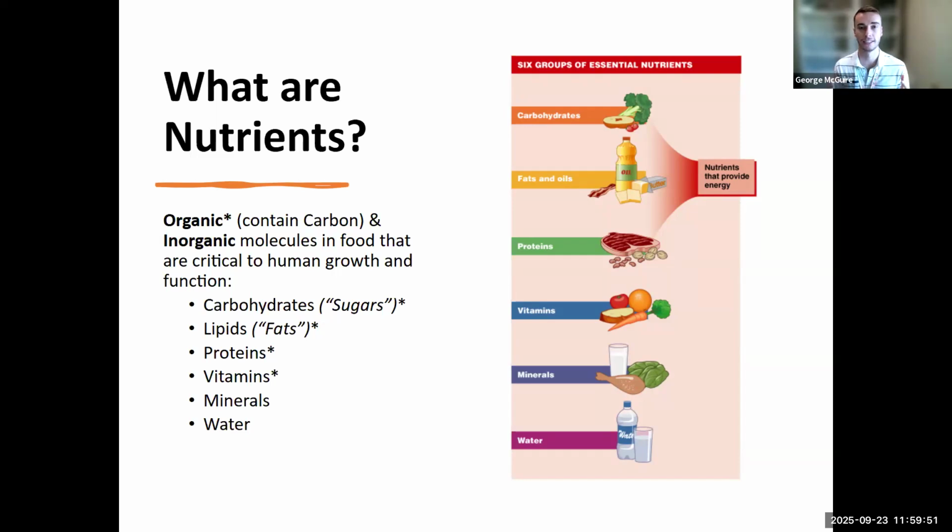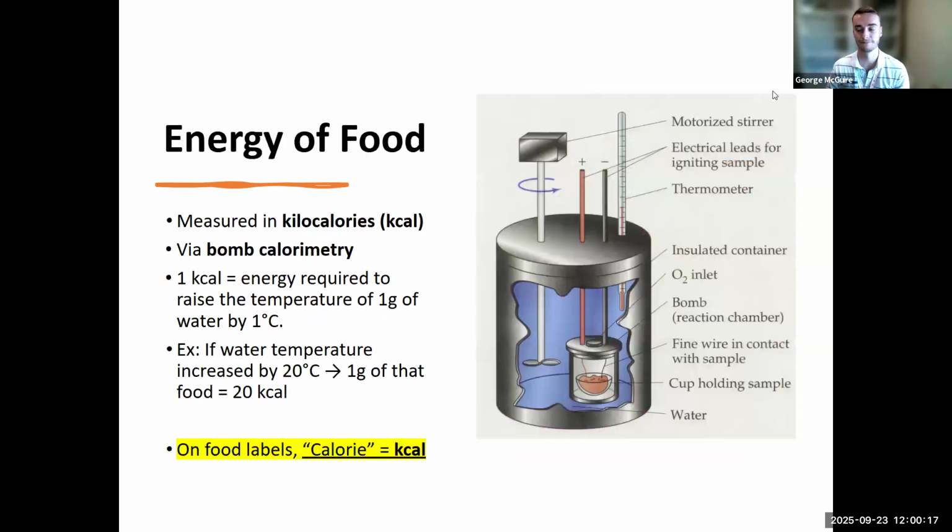But all of this is important, whether it's organic or inorganic. It all contributes to your health and is all a nutrient in your food. And so we can generally put all of these nutrients into the categories of carbohydrates, or what we more commonly know as sugars, lipids, which we more commonly know as fats and oils, proteins, and then vitamins, minerals, and water. These are the main nutrients that make up your food.